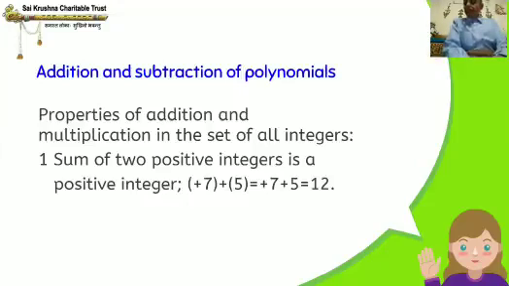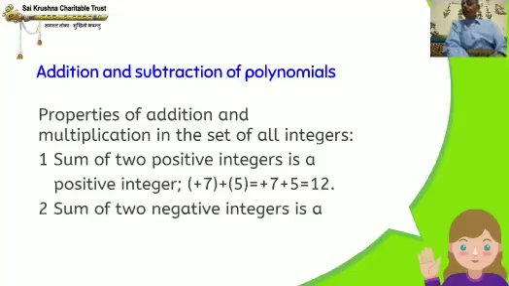Plus 7 plus, within brackets again, plus 5. Plus 7 plus 5. So the sum of two positive integers is a positive integer. Plus 7 plus 5 is equal to 12.